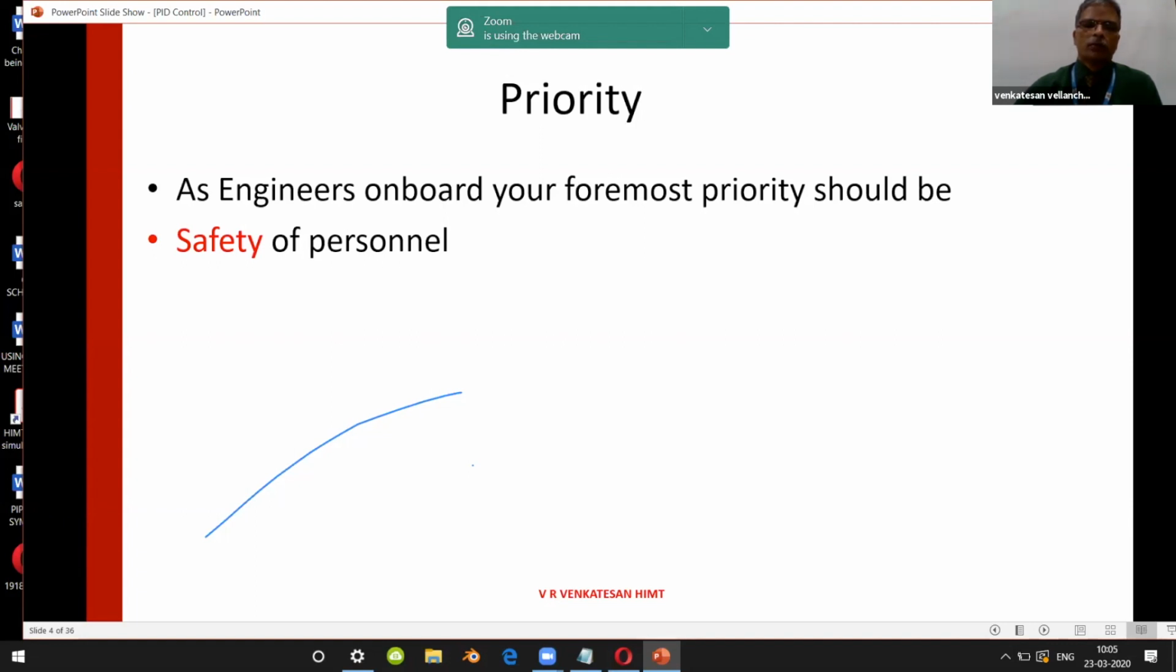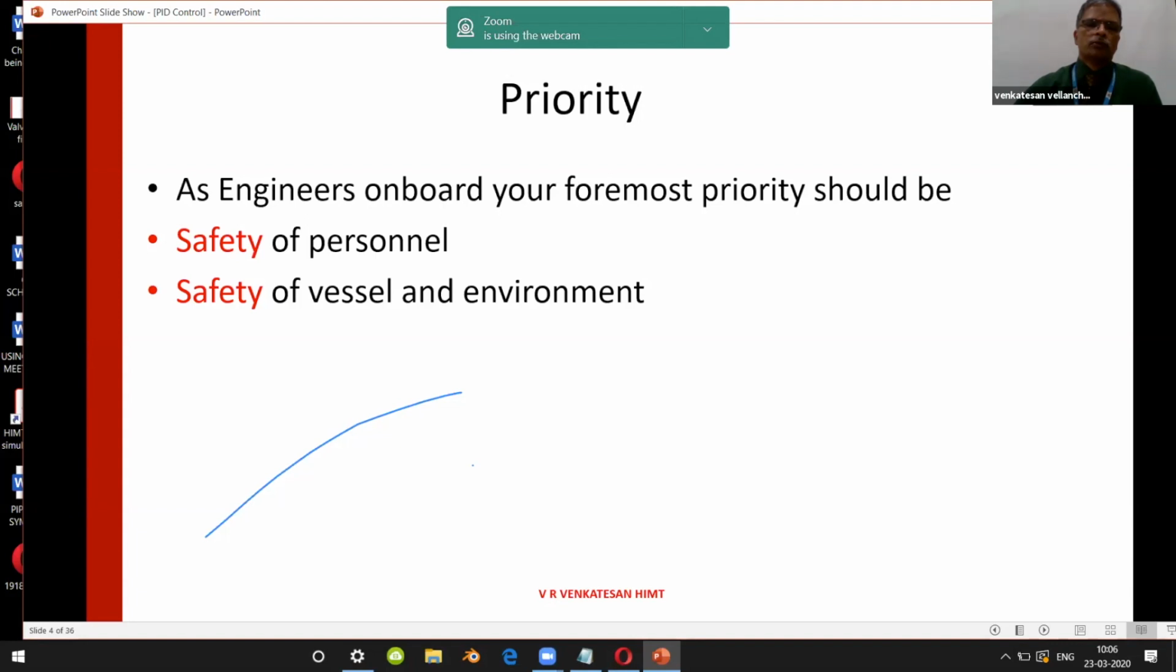There have been many cases on board vessels and even on land where automation failure or system failure has caused accidents on board. Second priority will be the safety of the vessel and environment. Now, there are again cases, we can give many examples where because a main engine failed at a critical time, the vessel ran aground and then there was a pollution incident.